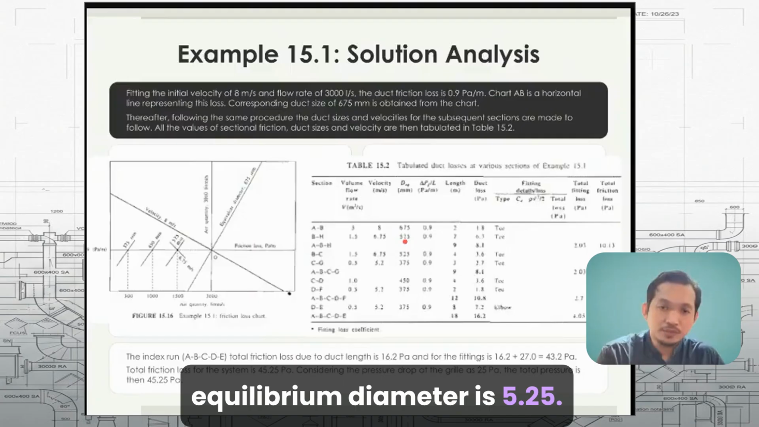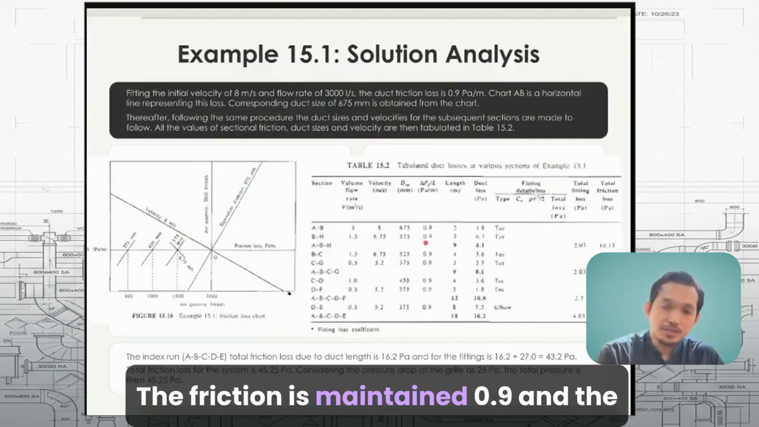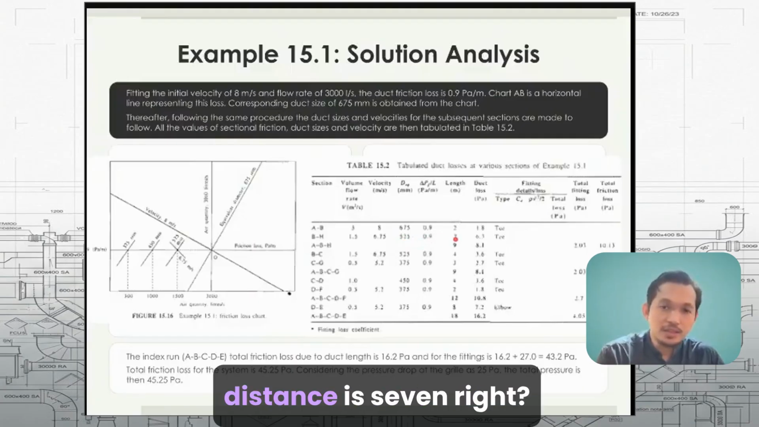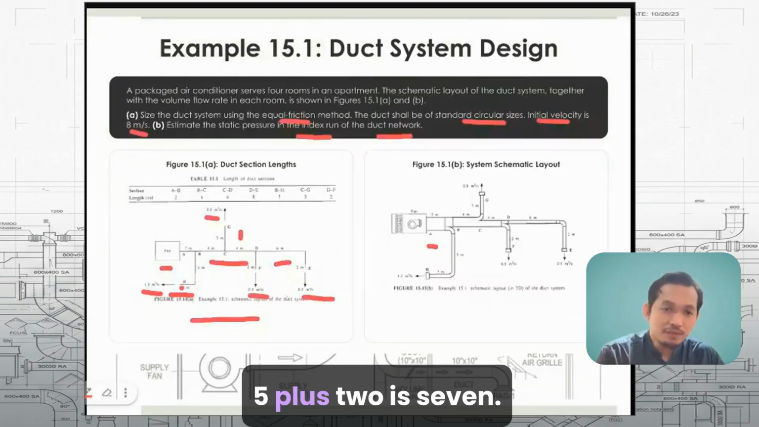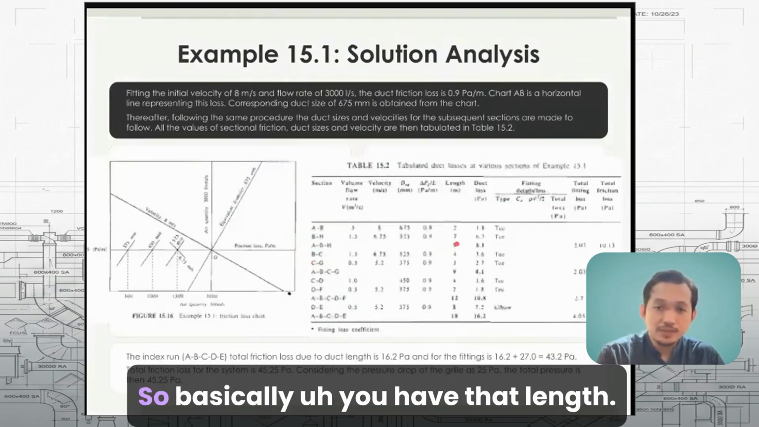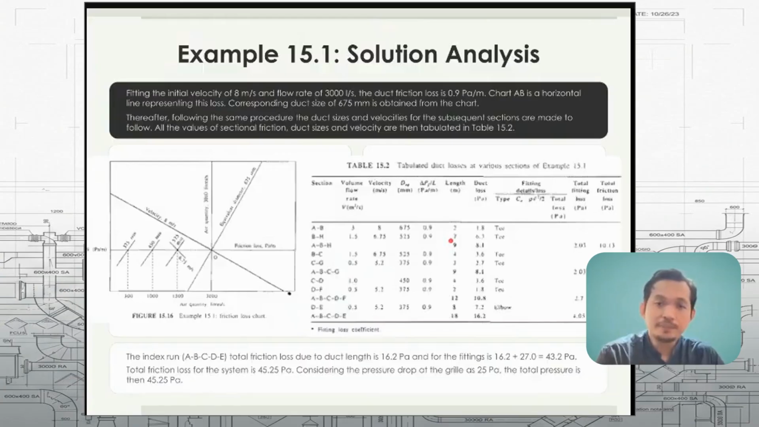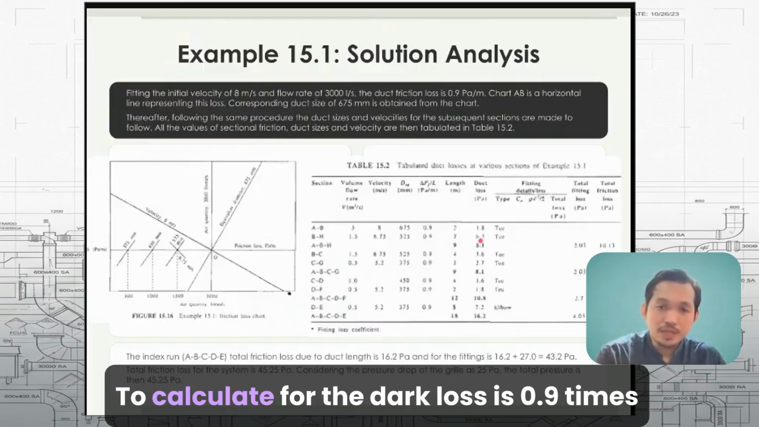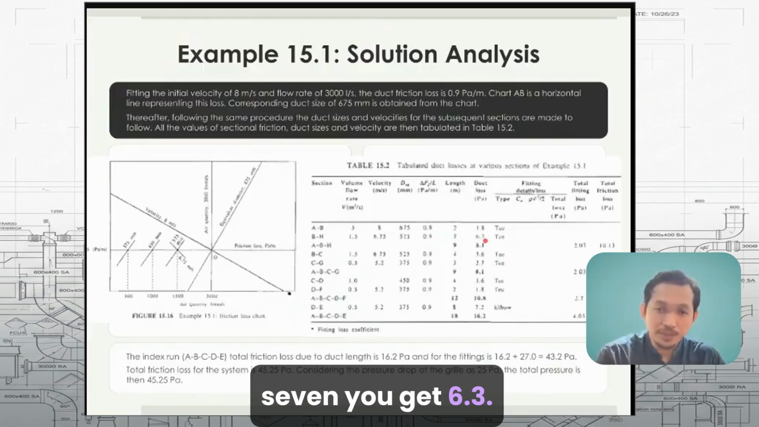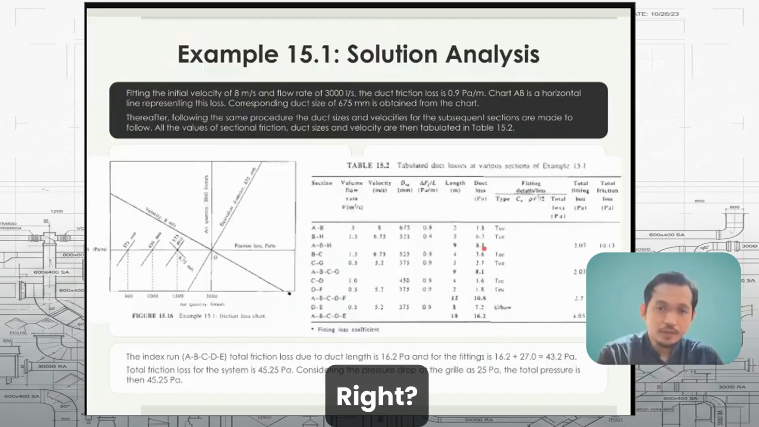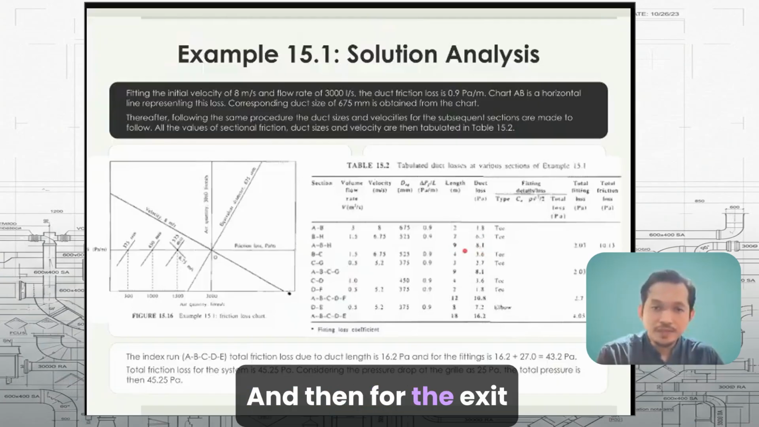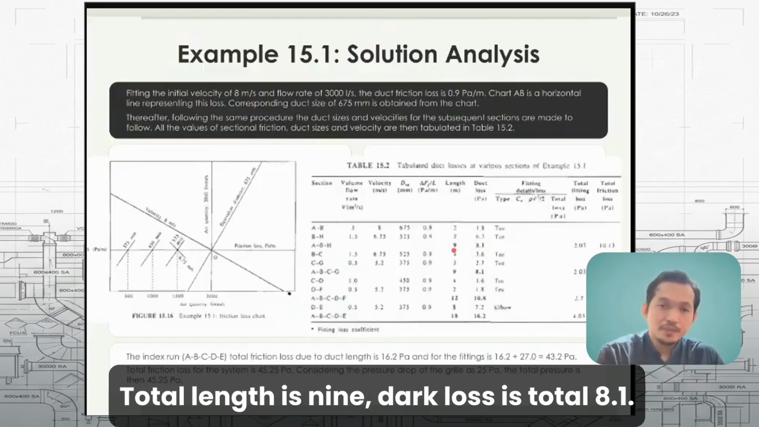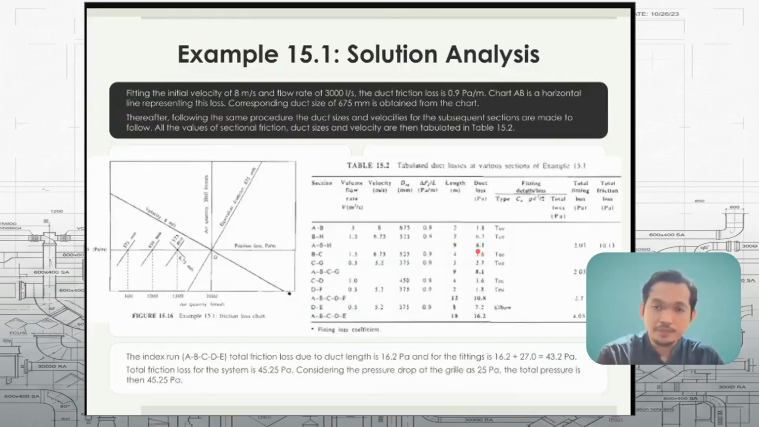So you get that value for the volume flow rate is 1.5, velocity is 6.75, equivalent diameter is 5.25. The friction is maintained at 0.9, and the distance is 7, right? 5 plus 2 is 7. So basically, you have that length. To calculate the duct loss, 0.9 times 7, you get 6.3. And then for the exit, total length is 9, duct loss is total 8.1.